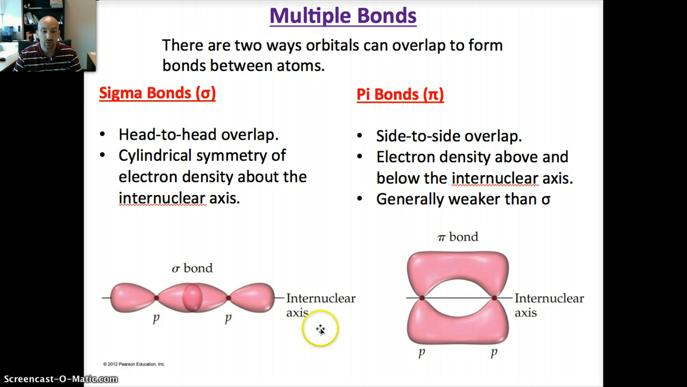However, the electron density could be above and below the internuclear axis, and this is what we call a pi bond, which is formed between two perpendicular p orbitals. If you remove this middle area here in pink, you'll see that you have two p orbitals shown here, one and then the other. Those overlap above and below the internuclear axis to share electrons. This is when you have a pi bond. This is side-to-side overlap, and it's generally weaker than a sigma bond.